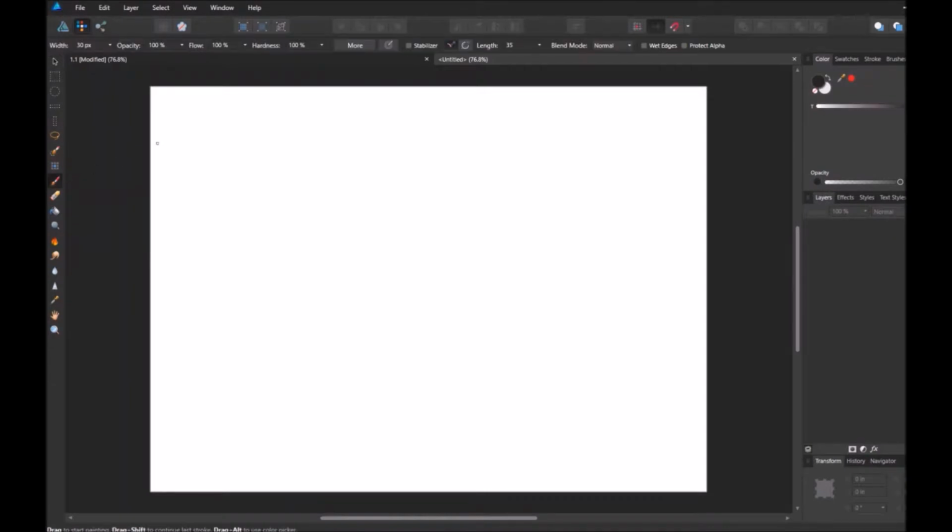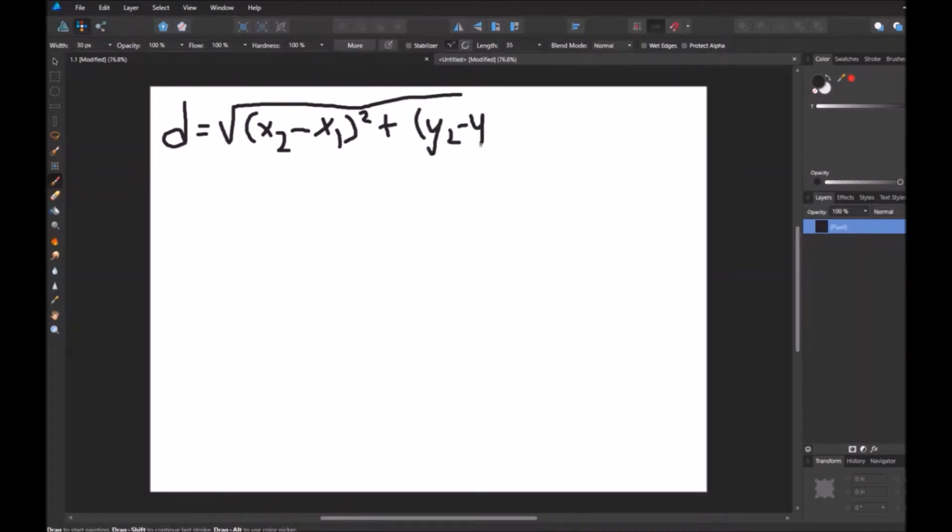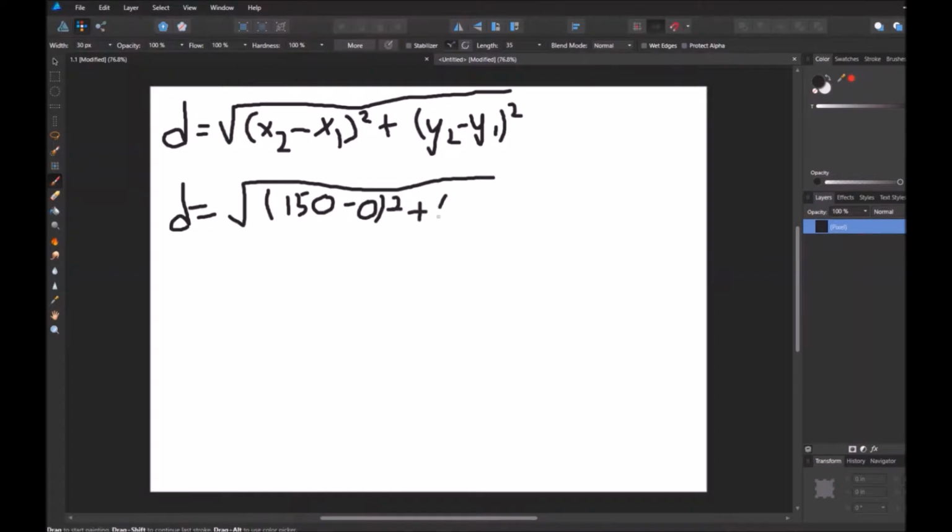So now in the distance part, we will rewrite our distance formula. D equals the square root of x2 minus x1 squared plus y2 minus y1 squared. So our x2 is going to be 150, and that's going to be minus 0, which is our x1. And then that's going to be added to 120 minus 0 squared.